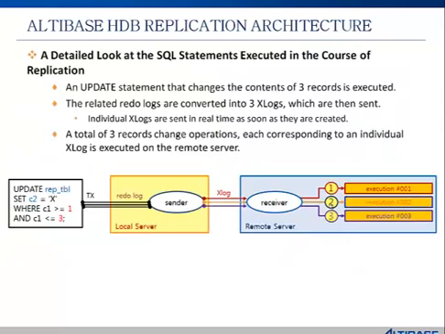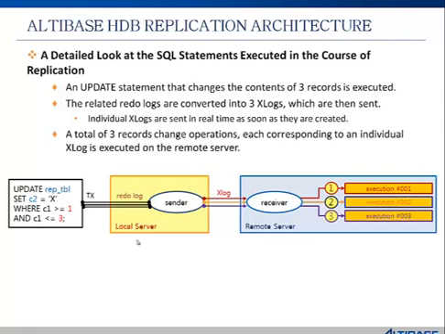Okay, now let's see how the X log is created with respect to SQL statements. The X log is not created for a single SQL statement. X log is created for each single record. Like in the diagram, when a modification occurs on the three records for C1, it means the update is executed on three records. Then three X logs for C1 equals 1, C1 equals 2, C1 equals 3 are created.